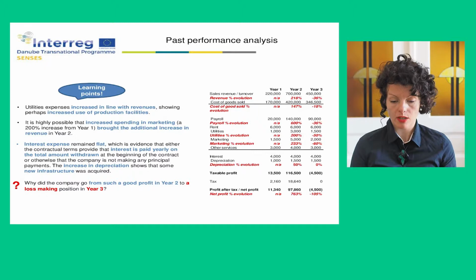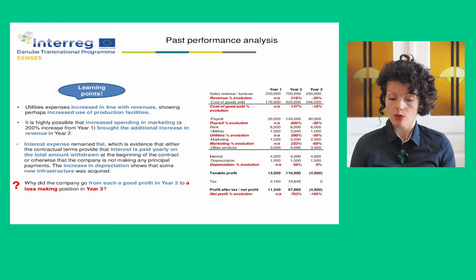Utilities expenses increased in line with revenues, showing perhaps increased use of production facility. It is highly possible that increased spending in marketing, a 200% increase from year 1, brought the additional increase in revenue in year 2. Interest expense remained flat, which is evidence that either the contractual terms provide that interest is paid yearly on the total amount withdrawn at the beginning of the contract, or otherwise that the company is not making any principal payments. The increase in depreciation shows that some new infrastructure was acquired.